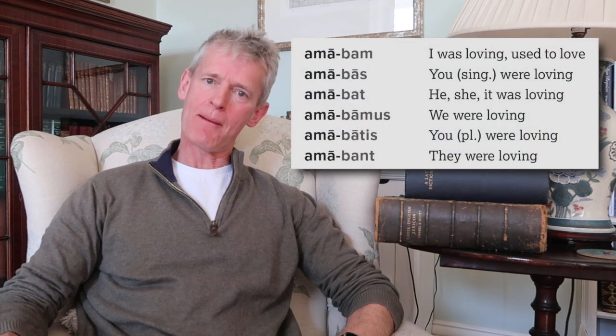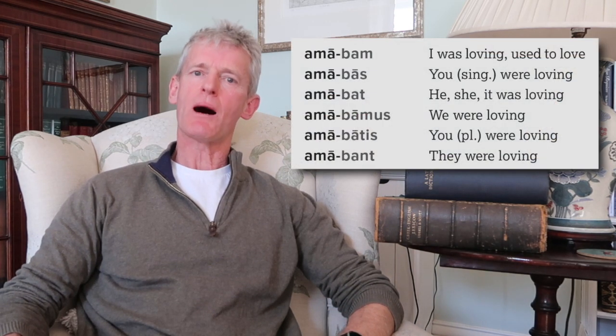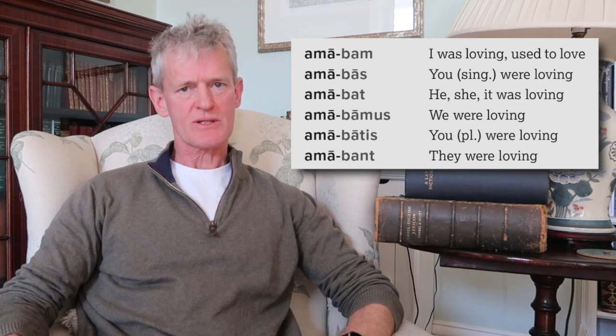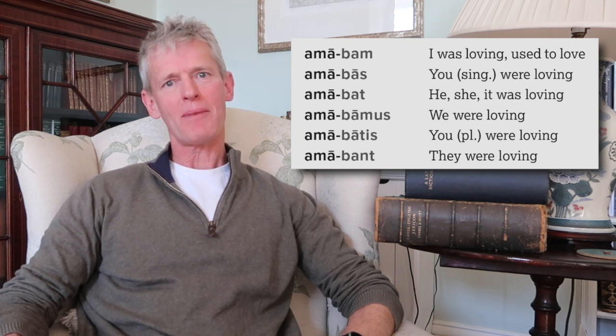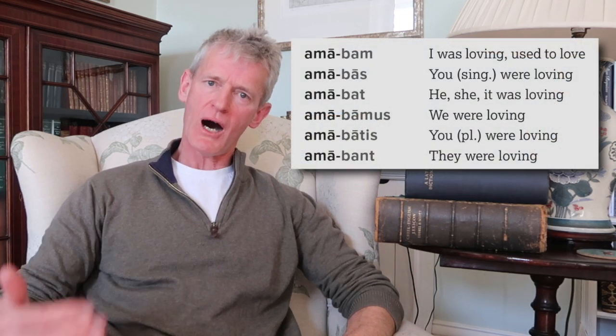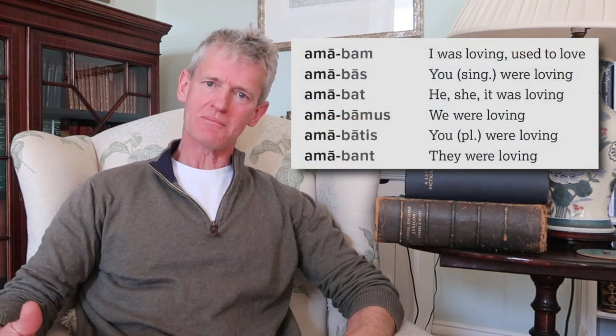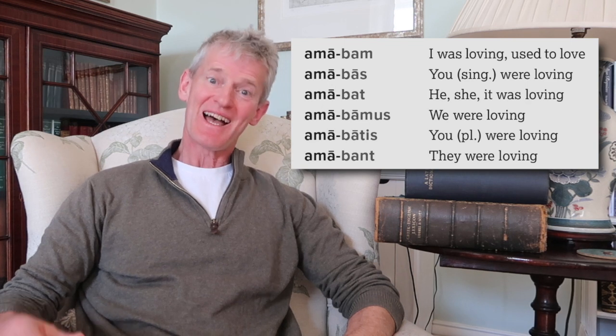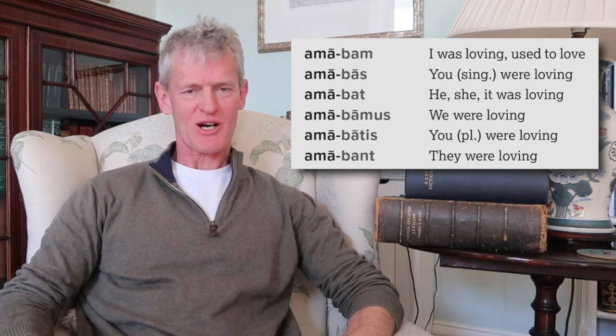We're now going to learn the imperfect tense, and again, we're going to have endings on a stem, and it goes like this. Amabam, amabas, amabat, amabamus, amabatis, amabant. When I was little at school, we used to go bam, bas, bat, bamus, batis, bant. Okay, dreadful pronunciation, but essentially that's what we're doing. We're learning a new set of endings. Bam, bas, bat, bamus, batis, bant. And sticking them on our old friend, the present stem.